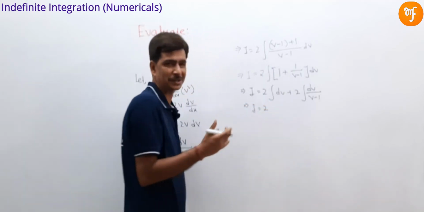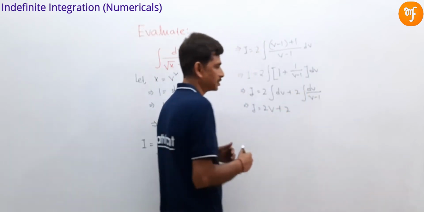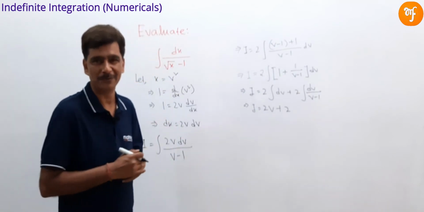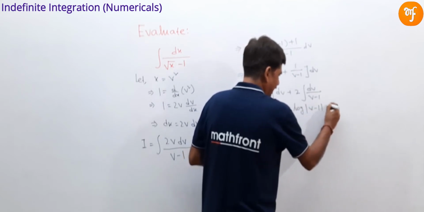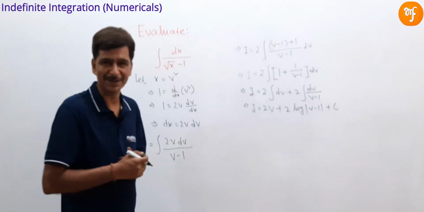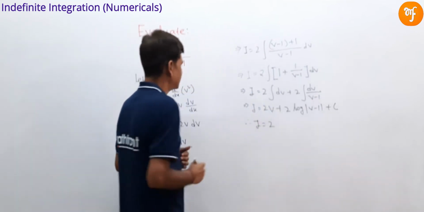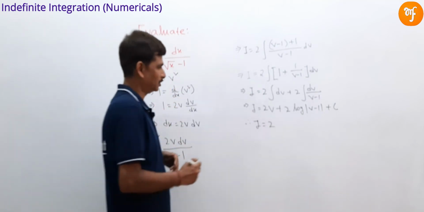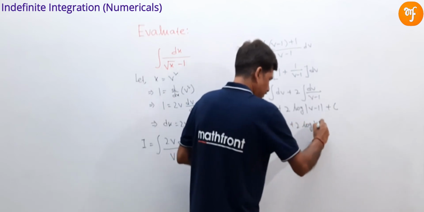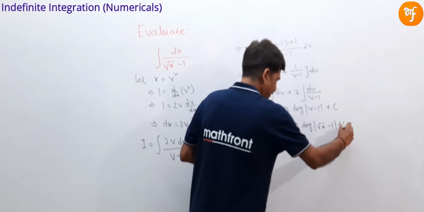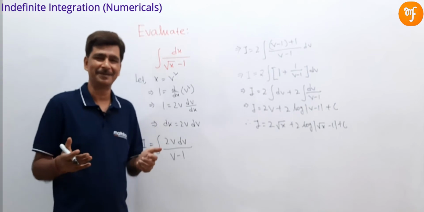I is equal to 2 into the integration of dv, which is v. So v plus 2 into the integration of dv divided by v minus 1, which is log of mod of v minus 1, plus c, where c is the integration constant. So what is I? I is 2 into, instead of v we have to write square root of x. So we are writing square root of x plus 2 into log of mod of square root of x minus 1 plus c. So this is the answer. Okay, clear? Now come to the next question.